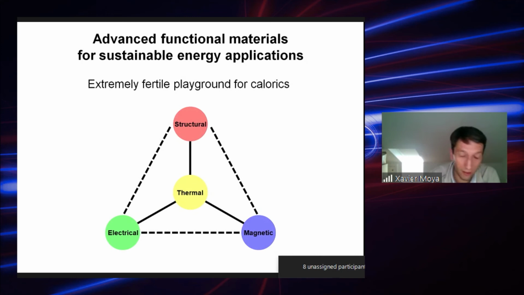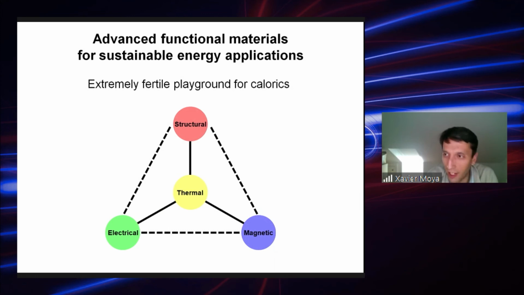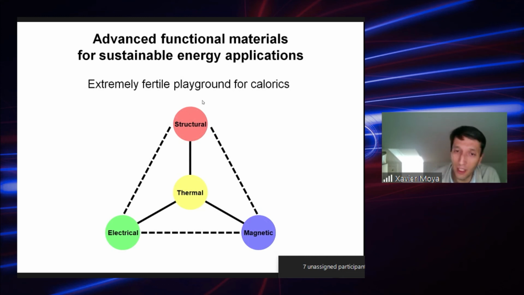And just to finish, I wanted to say that in general, these functional materials that have phase transitions are very interesting for many applications. And for calorics in particular, whenever you have materials that have a strong coupling between the electrical and thermal properties, or the structural and the thermal properties, and so on, these materials that have multiple couplings can be very interesting for calorics, and there are many materials to investigate. The playground for this research is very fertile.